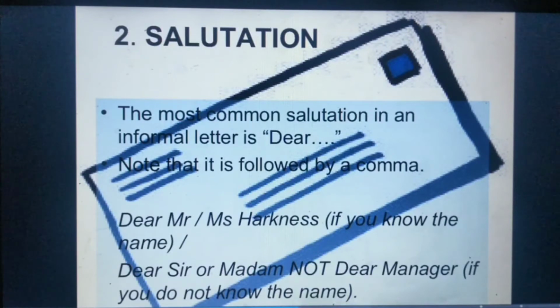Salutation. The most common salutation in a letter is Dear. Note that it is followed by a comma. Dear Mr. or Miss Harkness, if you know the name. Dear Sir or Ma'am, not Dear Manager, if you do not know the name.